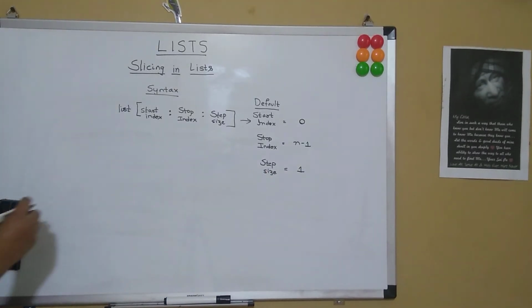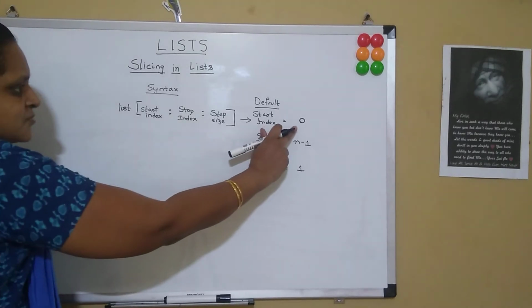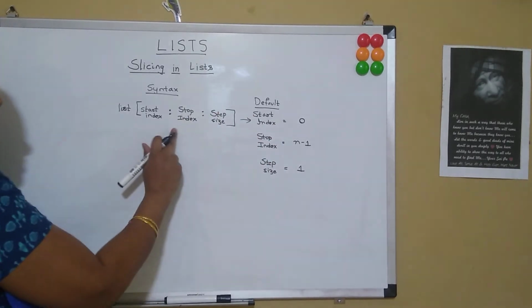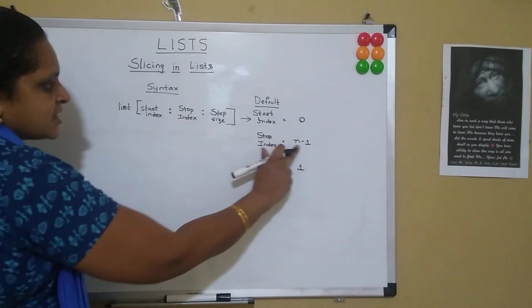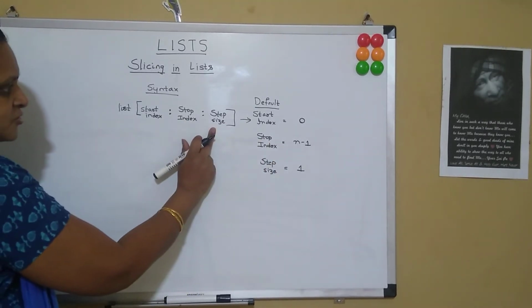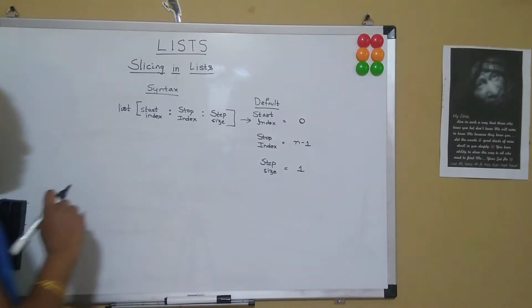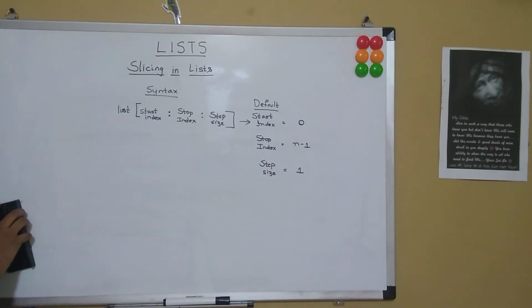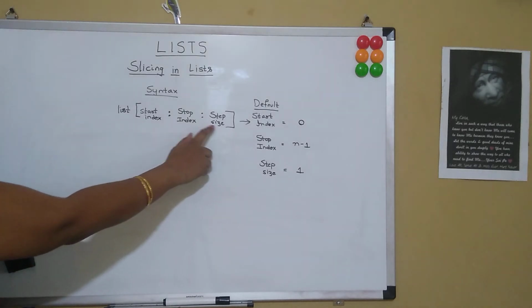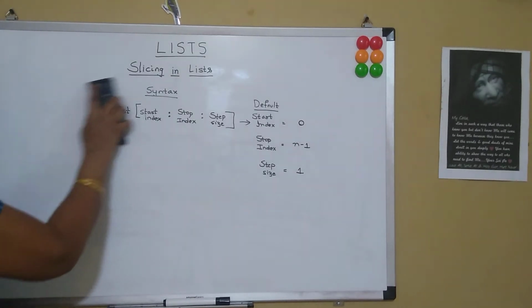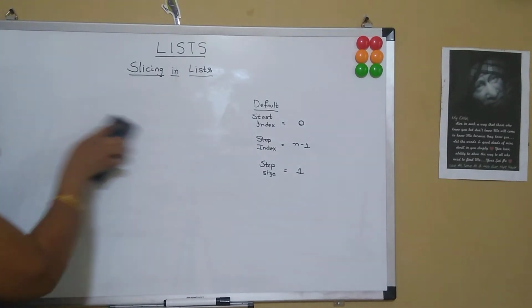So at any particular time, if we do not specify the start index, the index will start from the beginning of the list. If we do not specify any stop index, it will go till the end of the list. And if we do not specify any step size, it will take the value as 1. So this is the syntax: start index, colon, stop index, colon, and then step size. Now let's look into some of the examples.